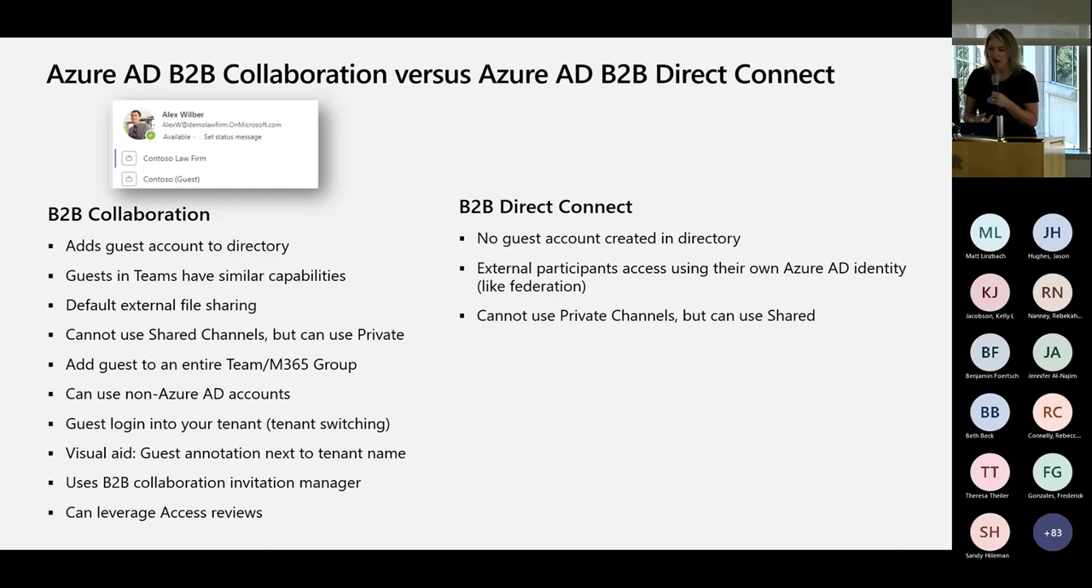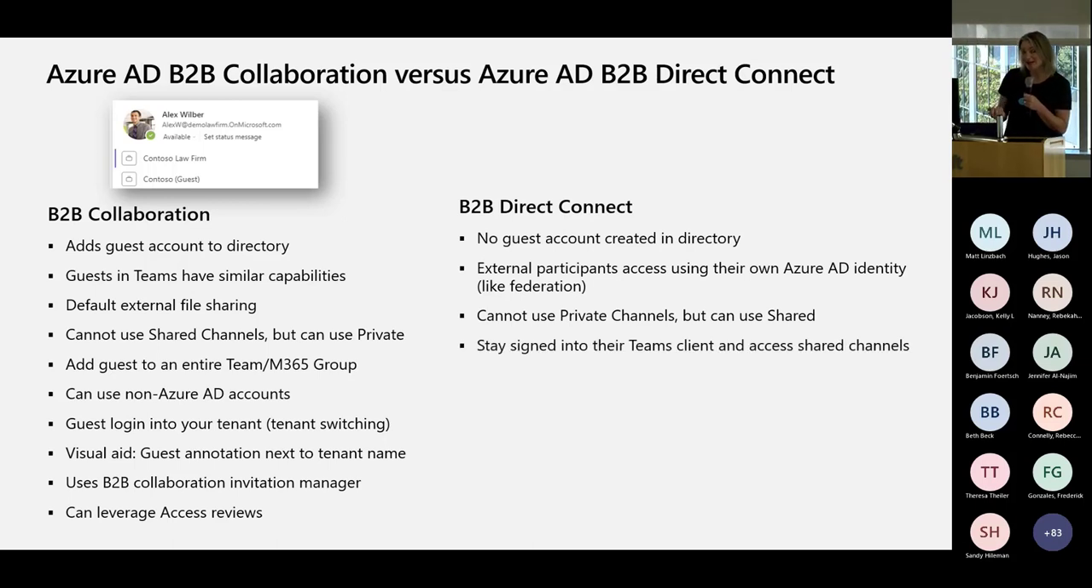You cannot use private channels. So if you wanted to spin up a private channel, if you think back to what I just showed you architecturally, private channels only uses Azure AD B2B collaboration. You get to stay signed into your Teams client. I think that gets the applause, right? That's what we've been waiting for. I don't want to switch anymore to access your shared channels.